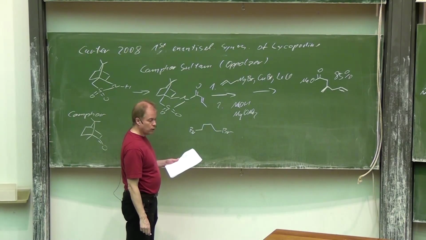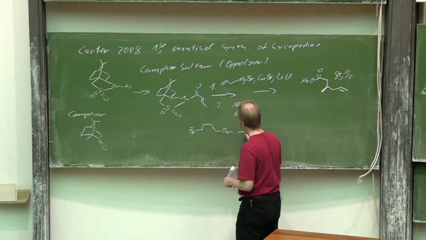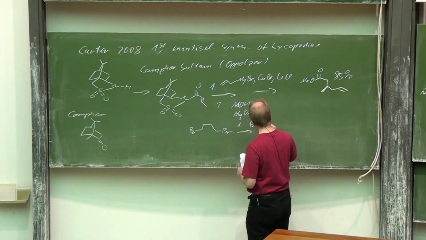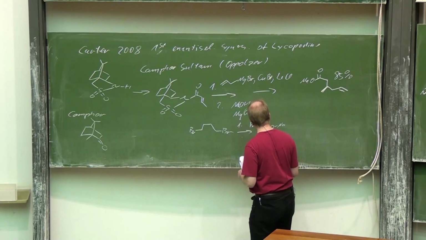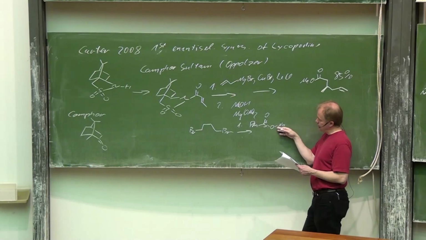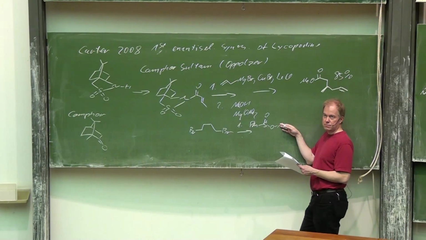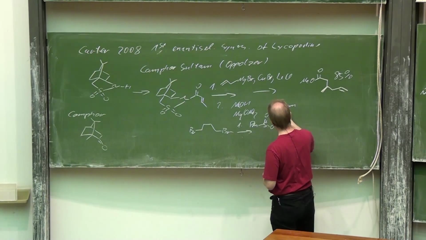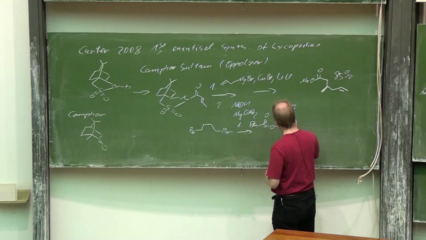This 1,4-dibromobutane was first treated with this compound. If you have here an acid functionality, an OH group, then it is the phenyl sulfinic acid. It's acidic, so you can exchange with the sodium here, and then you have the sodium phenyl sulfinite. So this is sodium phenyl sulfinite.